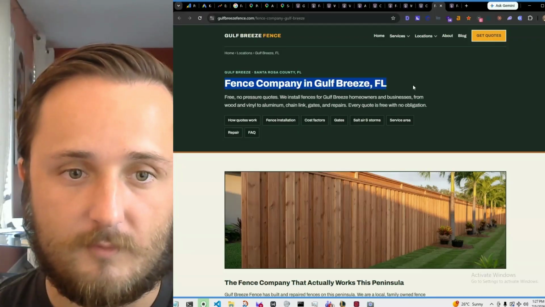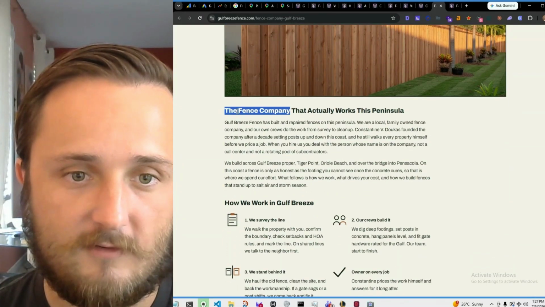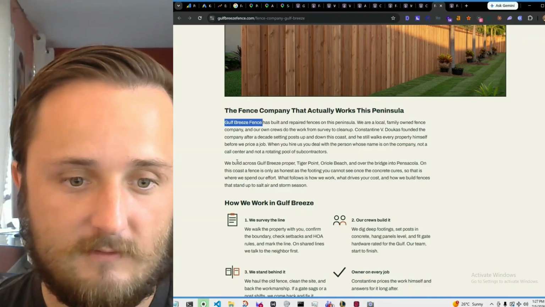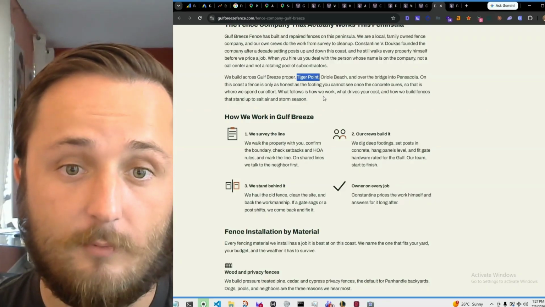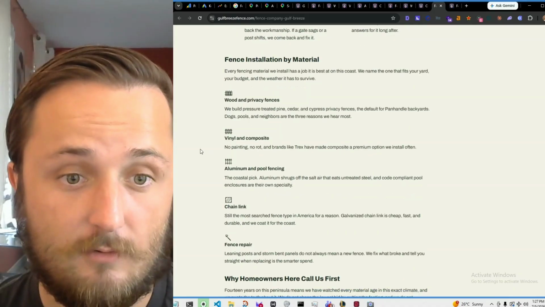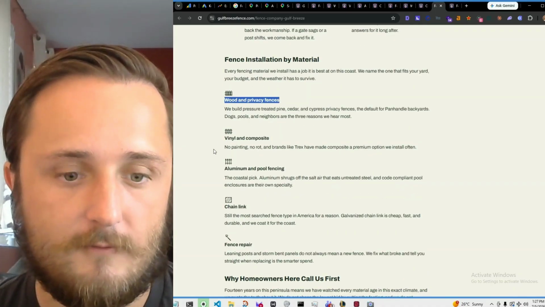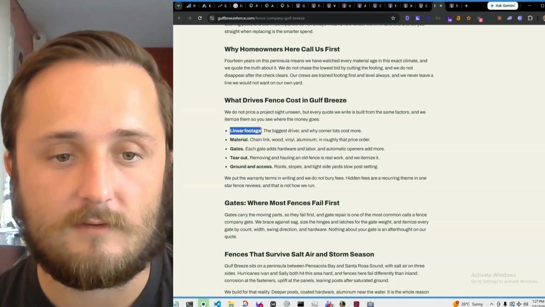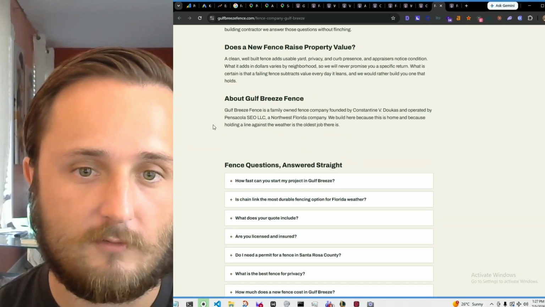So we've got Fence Company in Gulf Breeze, Florida. We've got an image. Then we also have some keywords: Fence Company. We also have Gulf Breeze Fence, which is the name of the company. We're talking about Tiger Point and Beach and Pensacola. This is adding geo-relevance. We're talking about the specific types of fencing that we offer, the material. We've got these bolded terms, so we're bolding these terms for ranking factors and showing that they're important to Google.